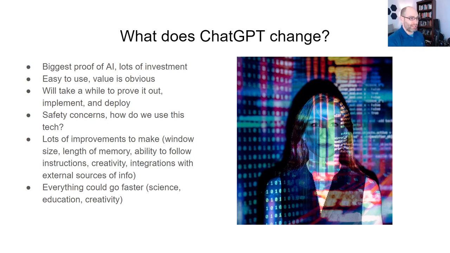But one of the biggest things that technologies like ChatGPT could change is that everything might go faster. All science, all education, all creativity, all business, everything could go faster because of the cognitive offload that this technology offers.